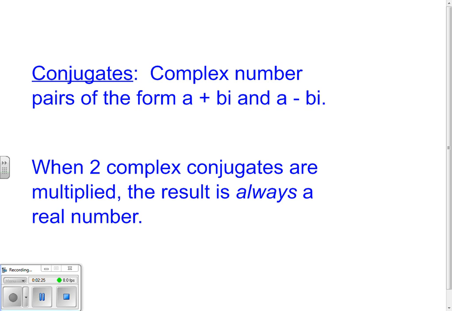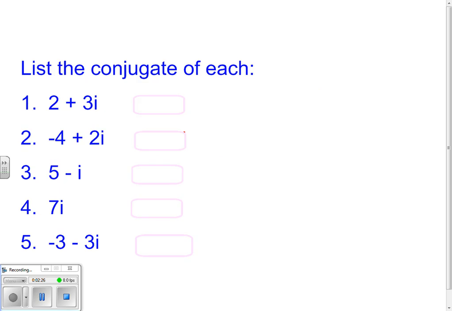So we're going to talk about conjugates first. In order to list the conjugate, all you do is change the sign in front of i. So in number 1, 2 plus 3i, its conjugate is 2 minus 3i. You change the sign in front of i. Number 2, the conjugate of negative 4 plus 2i is negative 4 minus 2i. Number 3, the conjugate of 5 minus i is 5 plus i. Again, we're changing the sign in front of i.